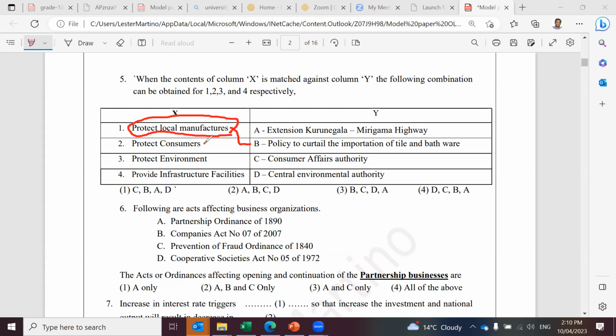Protect consumers, Consumer Affairs Authority. Protect environment, Central Environmental Authority. If you figure out the name, you can easily figure out the answer. You don't need basic understanding, even of commerce. Environment, you can derive the answers. Provide infrastructure facilities, highway. So the answer starts with B, ends with A. Clear?